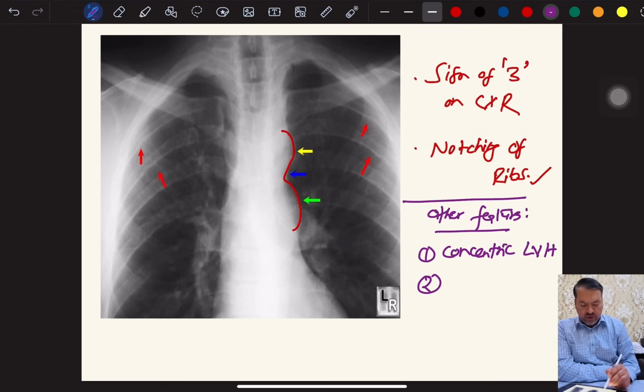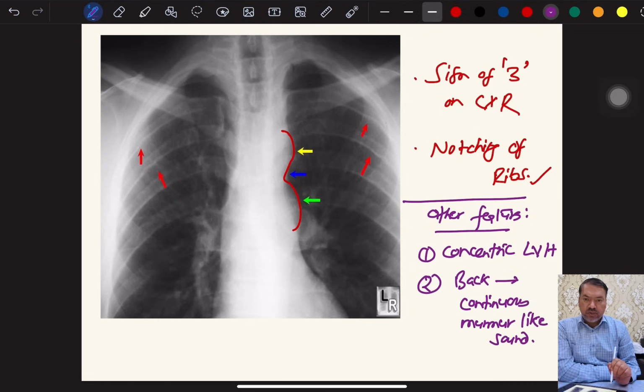When we auscultate the back of the child, or the back of the chest, there will be a continuous murmur-like sound. Why am I using the term murmur-like? Because it is not actually produced from the heart valves or from the heart. It is rather because of the flow of the blood in those collaterals. So this is turbulent blood flow through the collaterals. So these are some of the important findings.